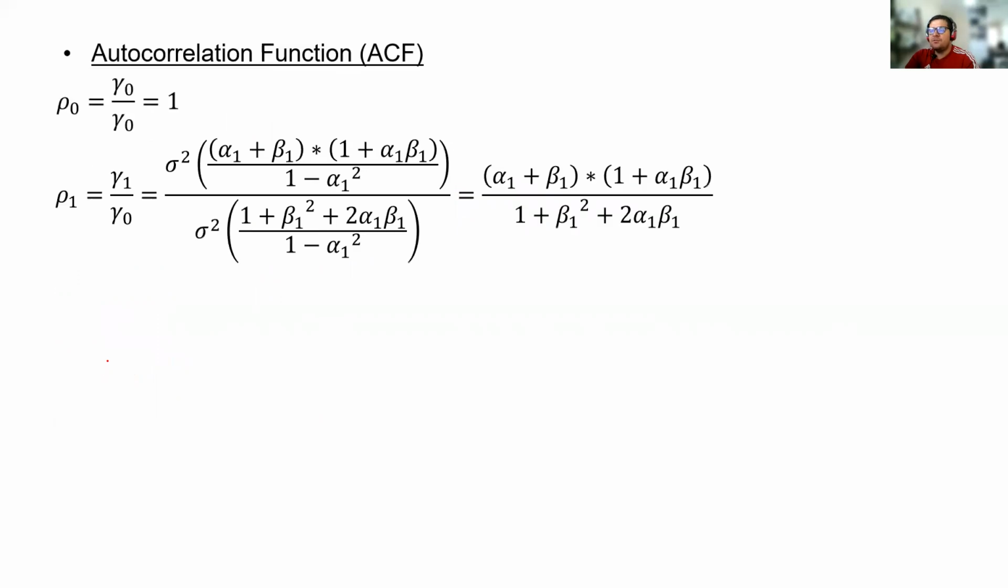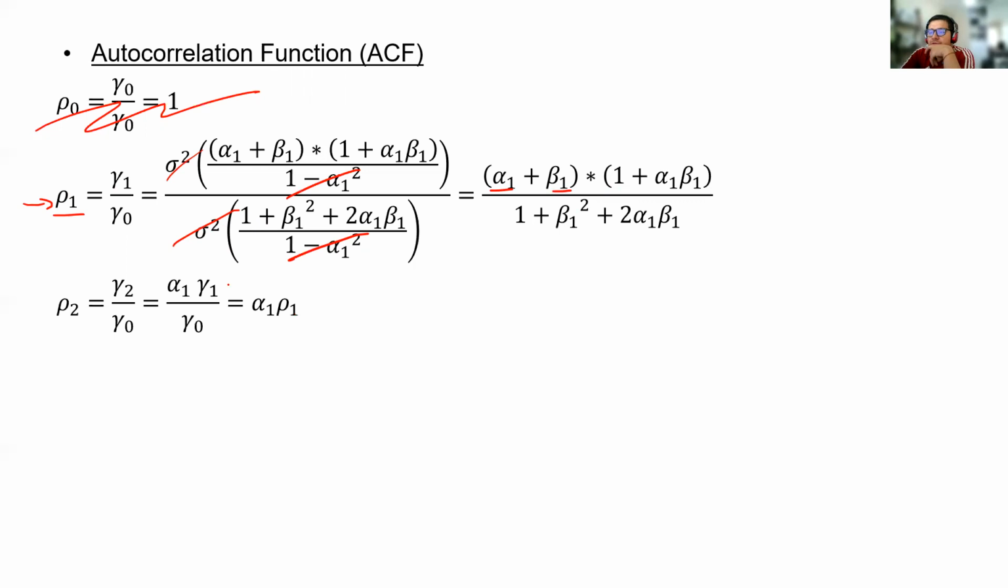Now, to check the autocorrelation function again, don't worry about this. The first point in the autocorrelation function is gamma 1 divided by gamma 0. We have all of this here. But what we can do is cancel this with this and this with this, and we're left with this way to estimate phi 1. Since we have a way to estimate alpha 1 and beta 1, we can estimate phi 1.